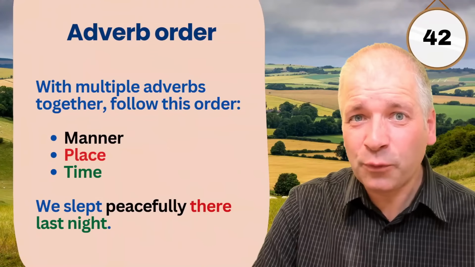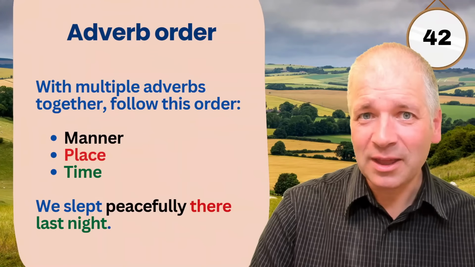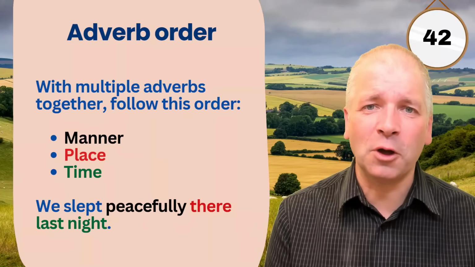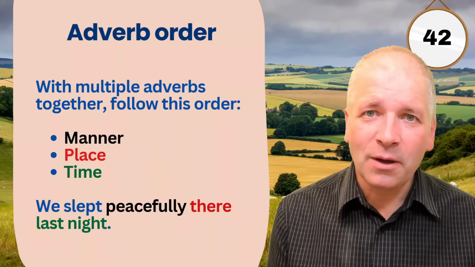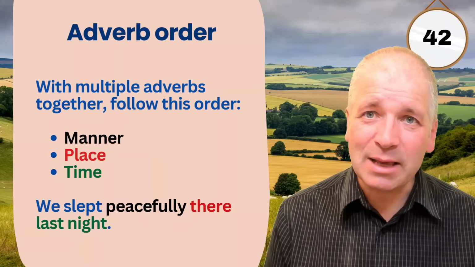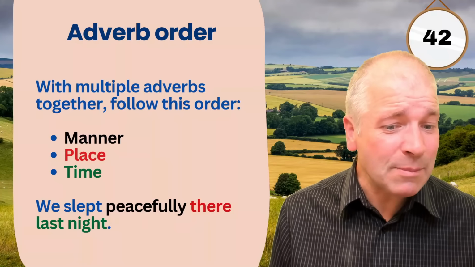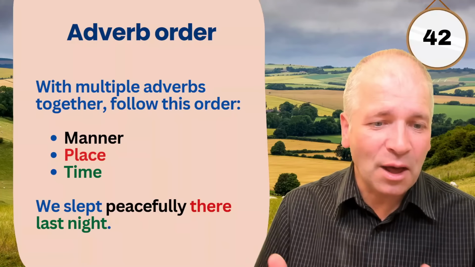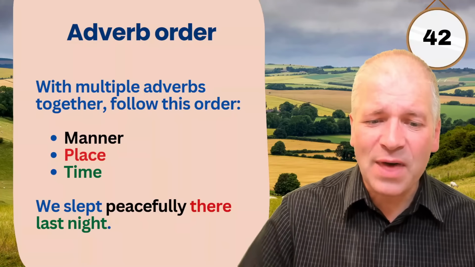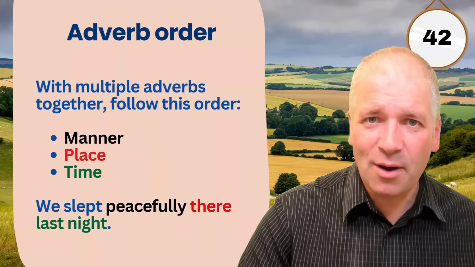As well as adjective order, there's also adverb order. If you need to use more than one adverb in a row together, follow this order: manner, place and time. For example, we slept peacefully there last night. Peacefully is manner, there is place, last night is time.